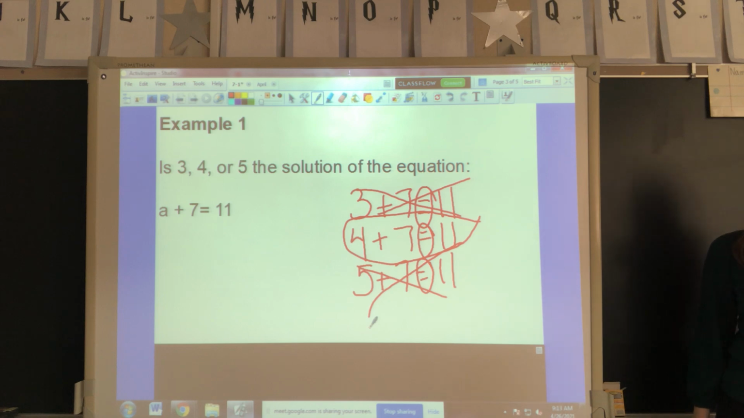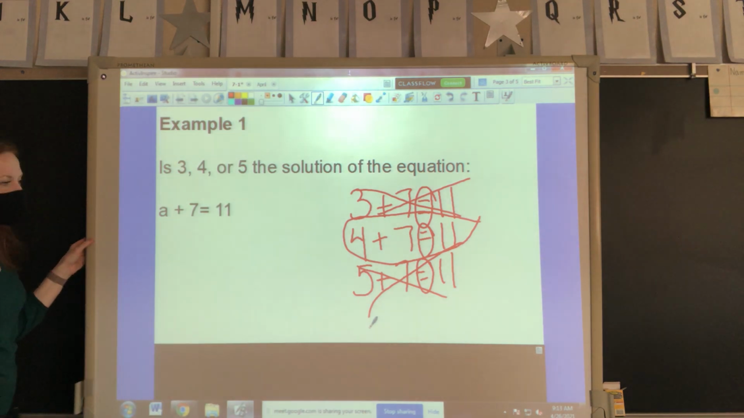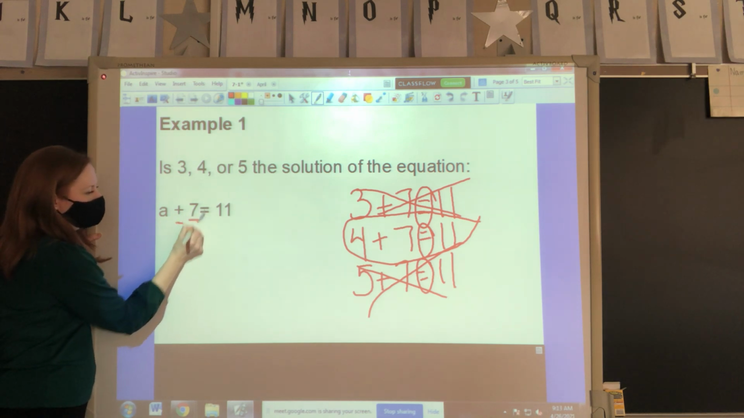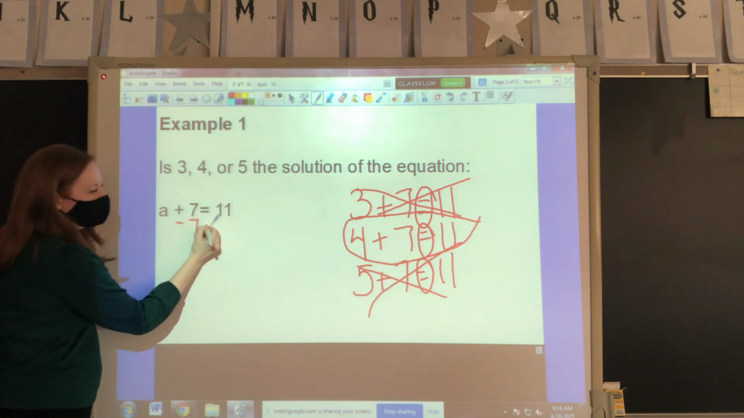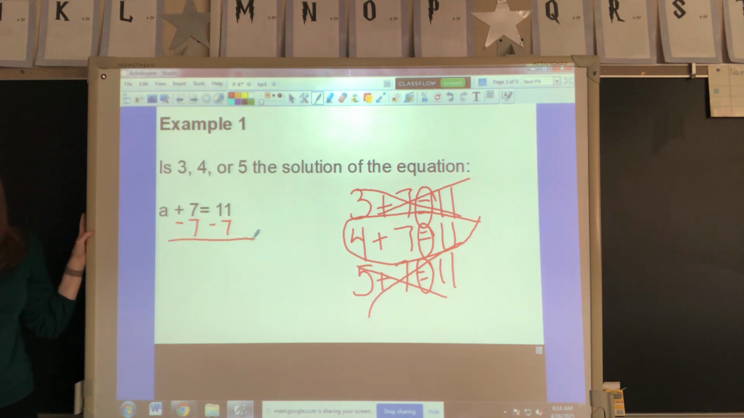If they don't give you any numbers to try out, or if you just want to do it this way, you go back to what I just had you write down. We're using addition. So what is the opposite of addition? Subtraction. So you're going to subtract 7 from both sides. Now we know 7 minus 7 is going to be what? 0.